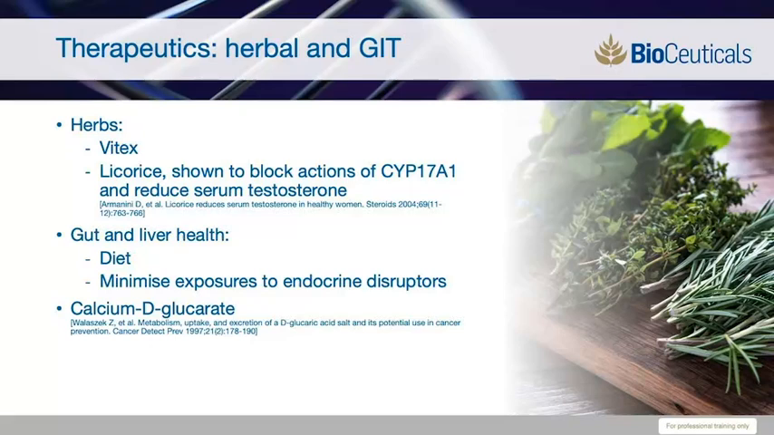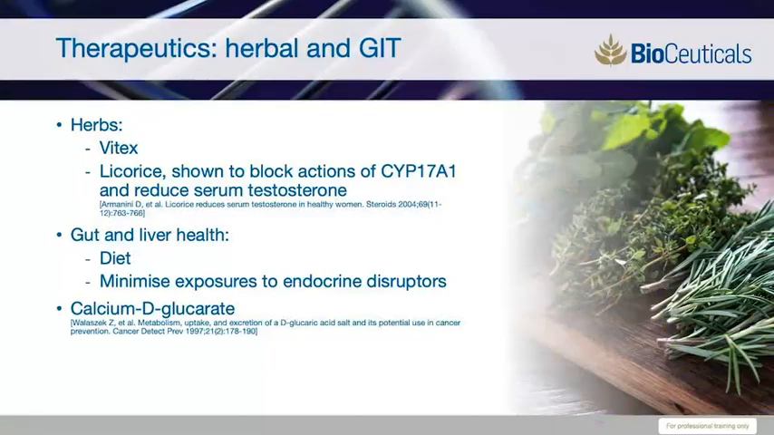Licorice has been shown to block the actions of CYP17A1. So remember when I said CYP17A1 is what pushes your progesterone and pregnenolone over to the androgens? If your patient comes in and they've got high testosterone, high DHEA, high androgens, you can actually slow that enzyme down with licorice, and there's some evidence for that.